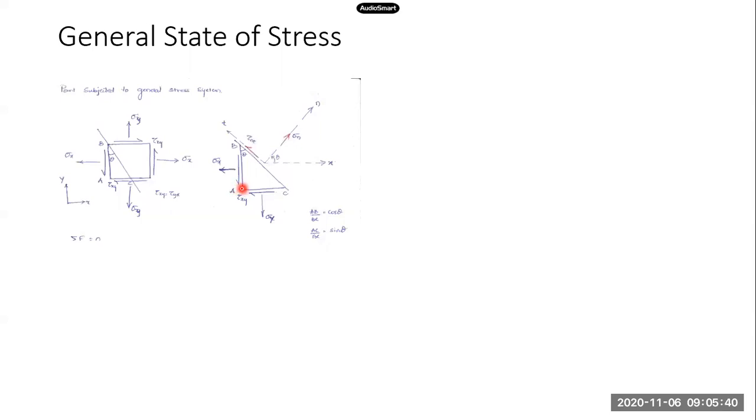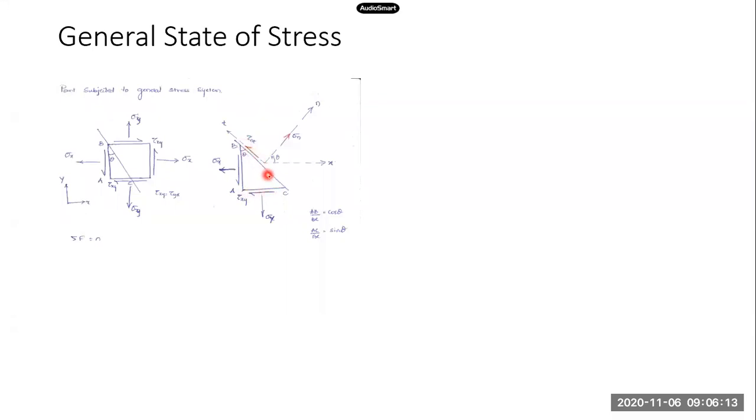The area of this face is obtained by taking AB into the width of the element, which is 1 unit. So AB into 1 will be the area of this face. Keep that in mind. Then taking the face AC, what are the stresses acting on this face? One is the normal stress, sigma y, in the y direction. The other is the shearing stress on this plane, which is tau xy. So two stresses are acting on this face AC.